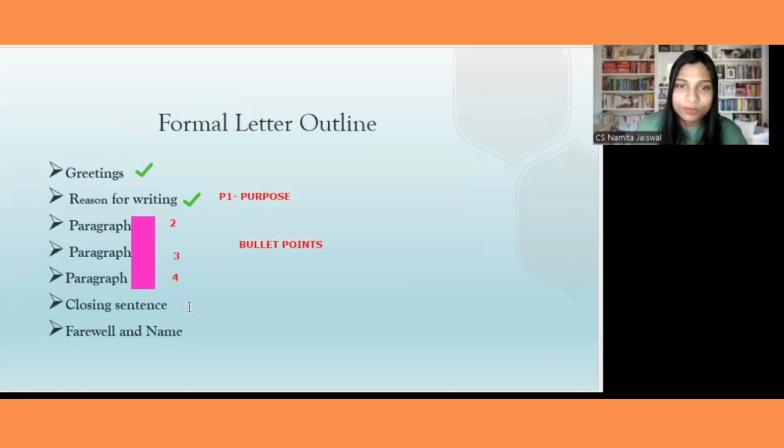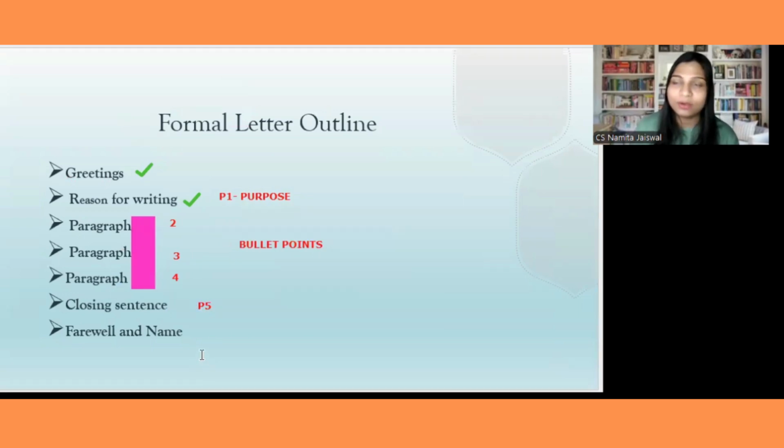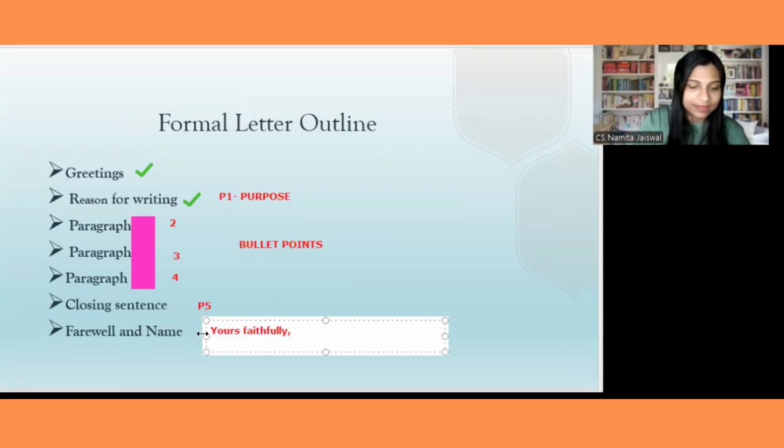Okay, and this is going to be your paragraph 5, that is the closing sentence. And then farewell: yours faithfully, your full name. So this is going to be here, yours faithfully. You'll write that down and then your full name, that is Namita Jaiswal. This is how I'll be writing. Now let's read the answer.